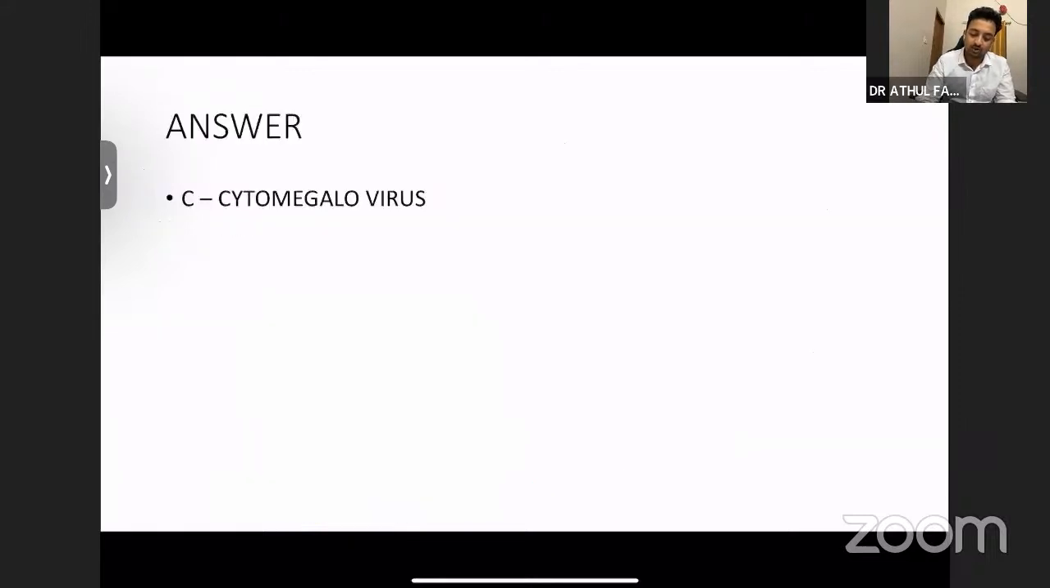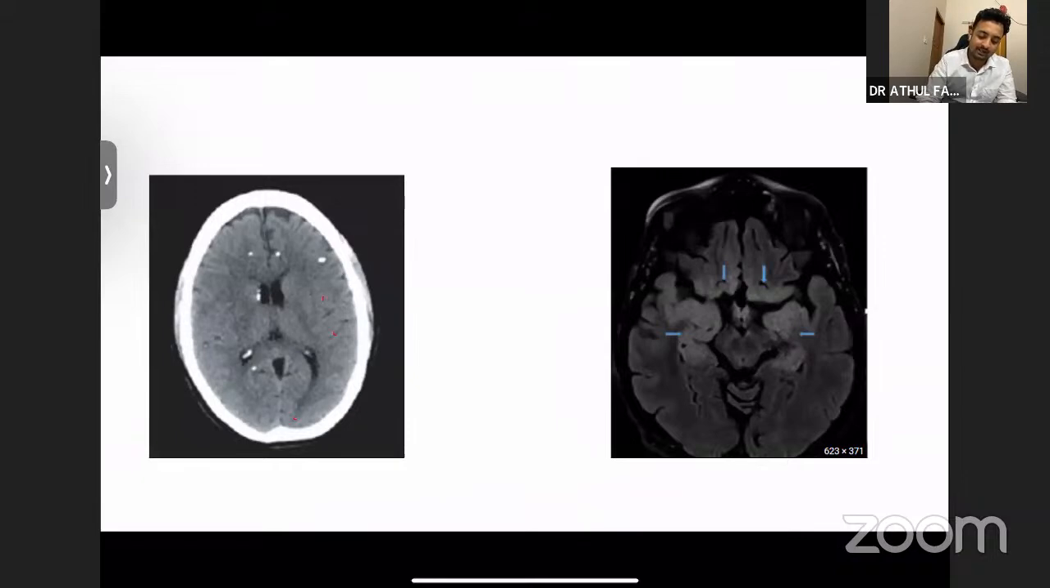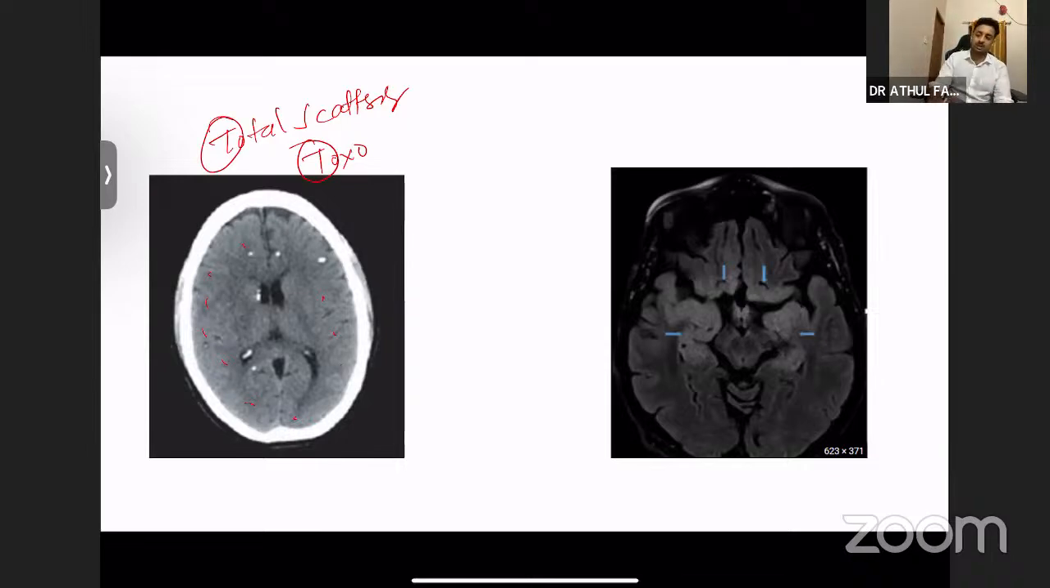What happens in toxoplasmosis? There will be multiple scattered calcifications here and there, not only in the periventricular region. There will be total scattering of calcification in toxoplasma. So T for T, there is totally scattered calcification. So that is how you should remember it in toxoplasma.